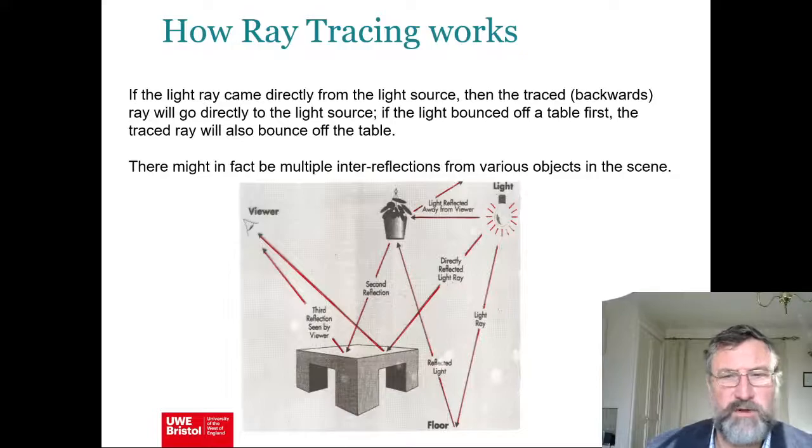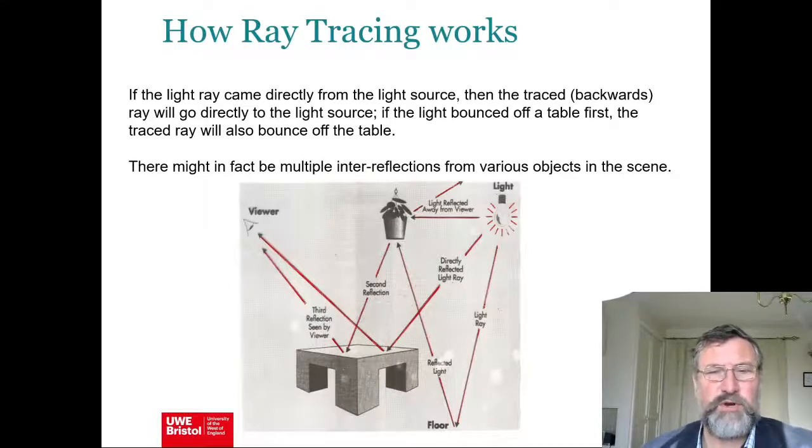And of course, you might have a slightly more complicated situation than just one object. If it's bounced off other objects like the table, then you have to model that. So it could be more than the table, it could be other objects in the scene. In other words, there might be multiple interreflections from various objects in the scene, and these are modeled as part of the ray tracing modeling.